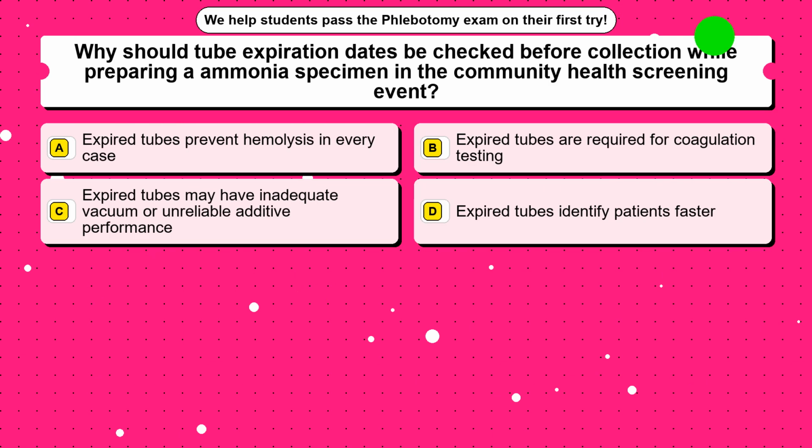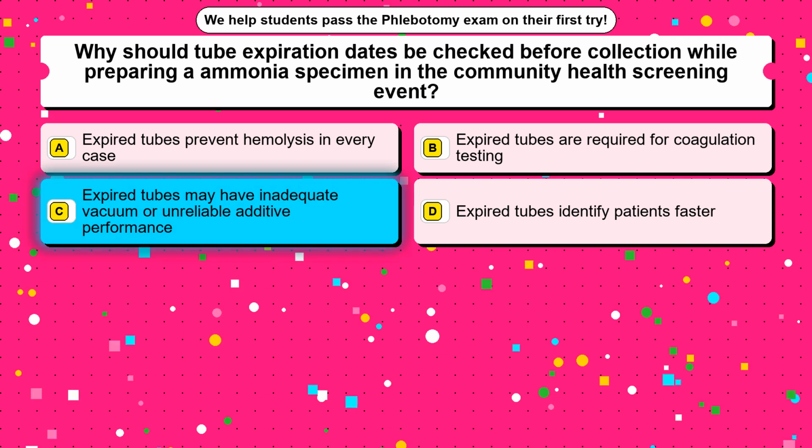Question 39. Why should tube expiration dates be checked before collection while preparing an ammonia specimen in the community health screening event? Option A, expired tubes prevent hemolysis in every case. Option B, expired tubes are required for coagulation testing. Option C, expired tubes may have inadequate vacuum or unreliable additive performance. Option D, expired tubes identify patients faster.